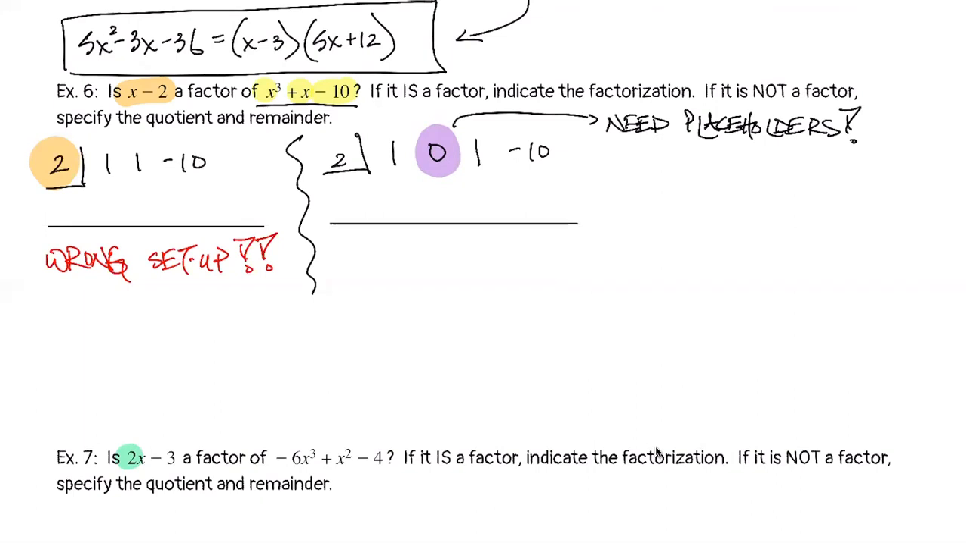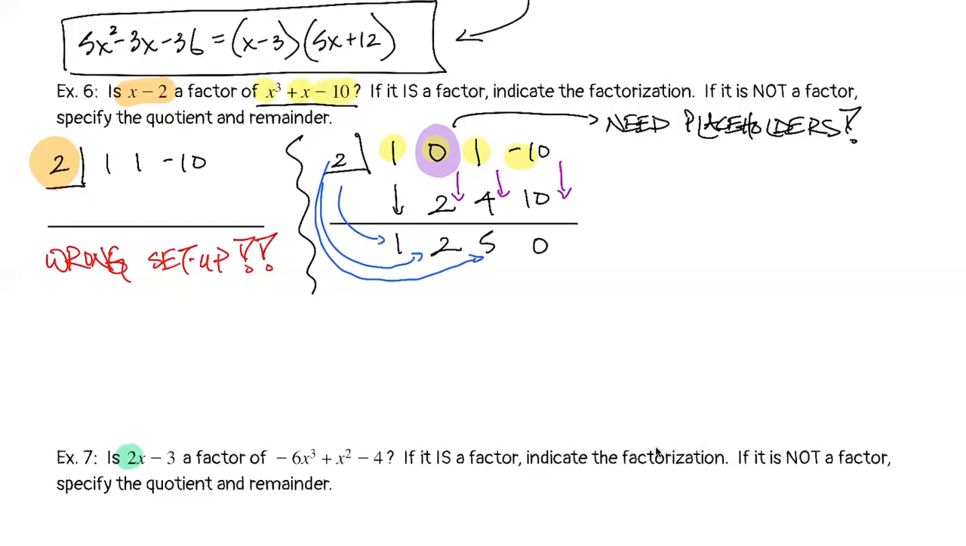Okay, now we can do our synthetic division, okay? So we're going to take the 1, bring it down. That was my first yellow number, right? Because these are yellow, kind of yellow, yellow, yellow. Then I'm going to multiply. 1 times 2 gives me 2, and I'm going to add. 0 plus 2 gives me 2. And then I'm going to multiply. 2 times 2 gives me 4, and 1 plus 4 gives me 5. Okay, one more time. 2 times 5, that gives me 10. Ooh, negative 10 plus 10 gives me 0.